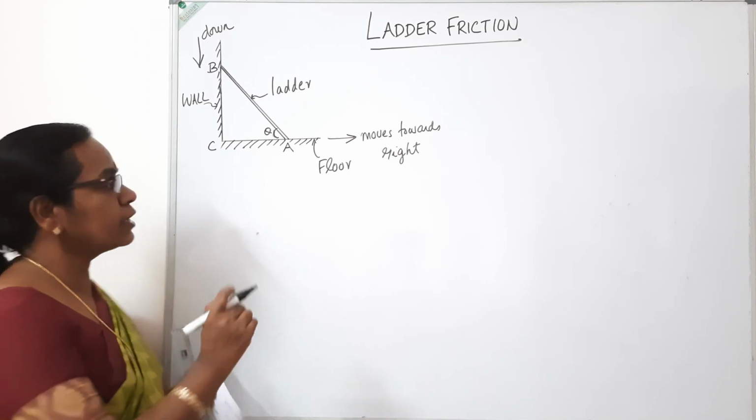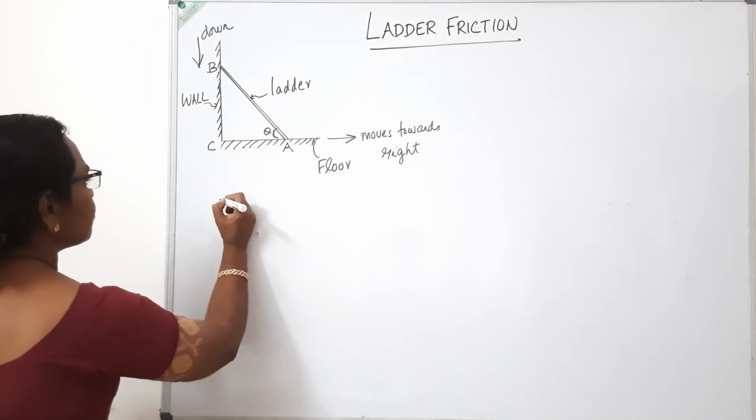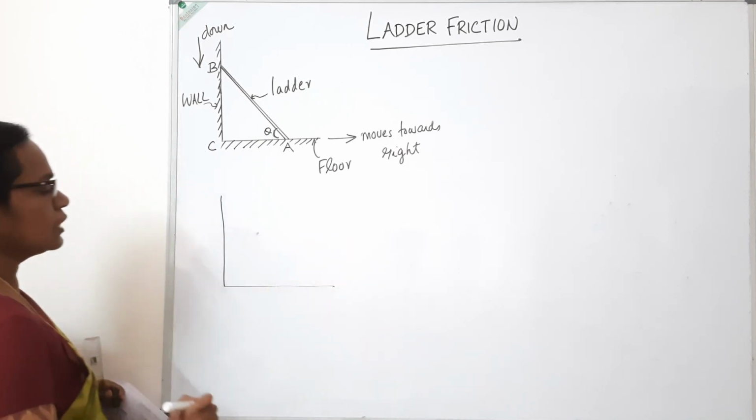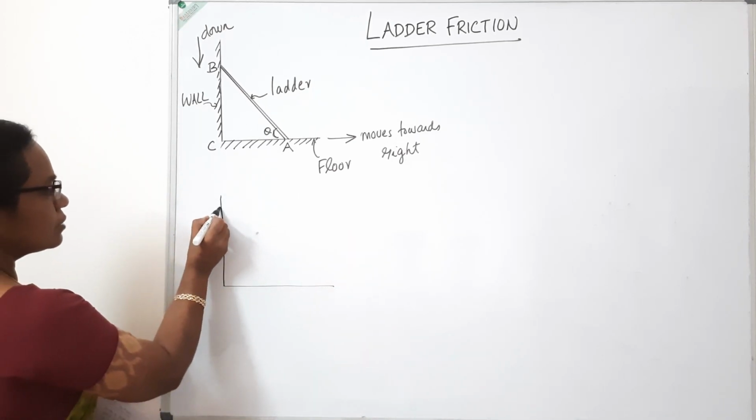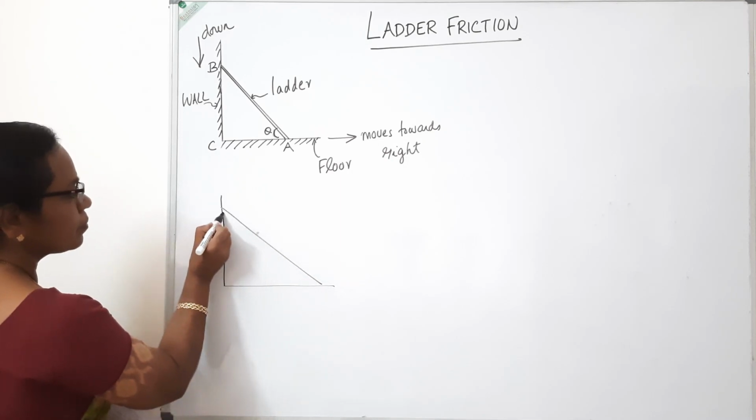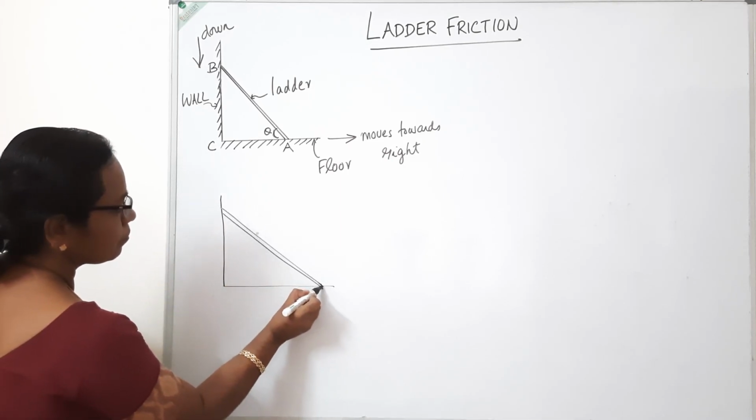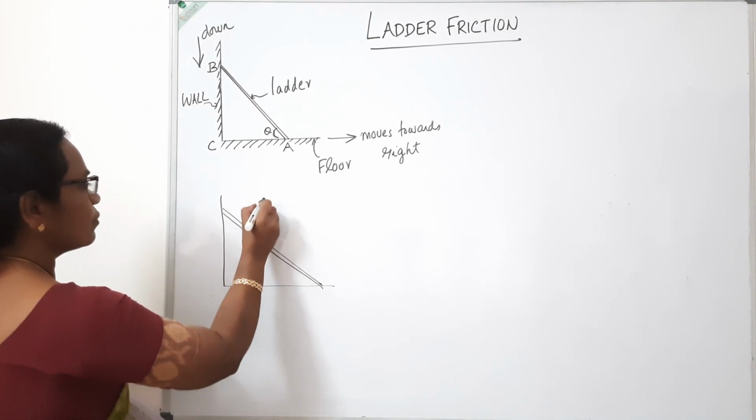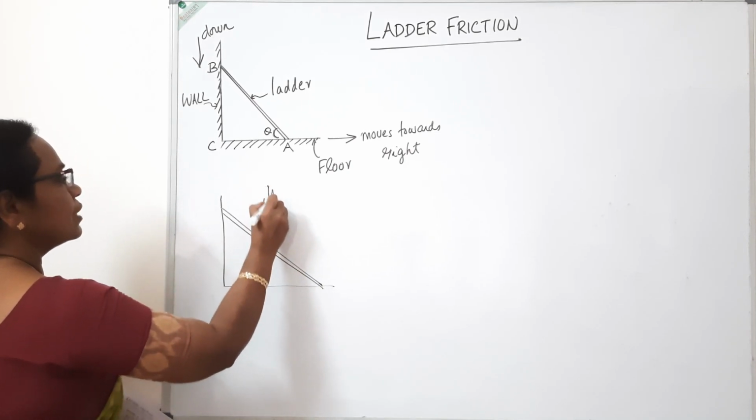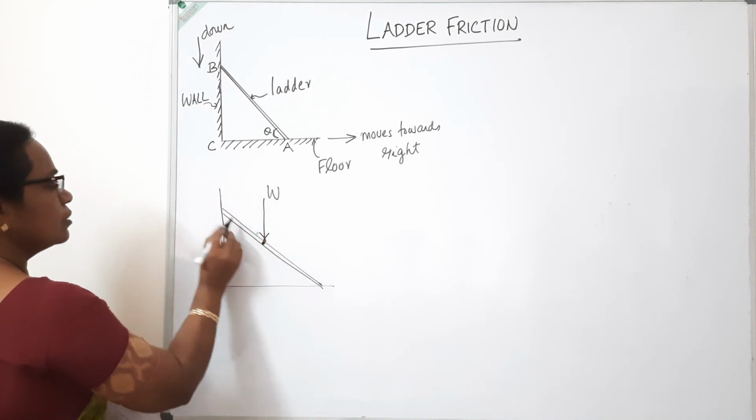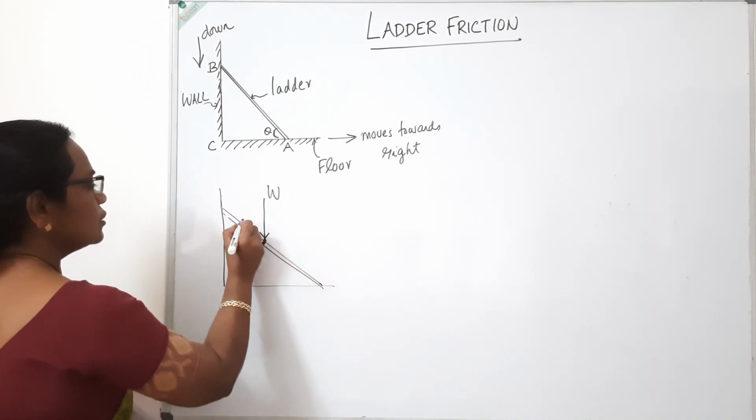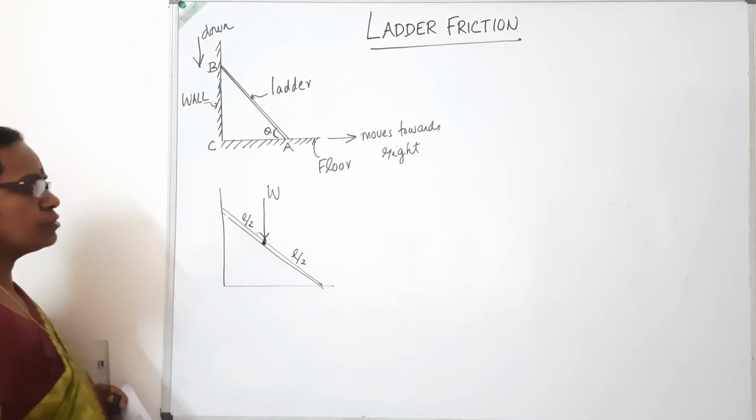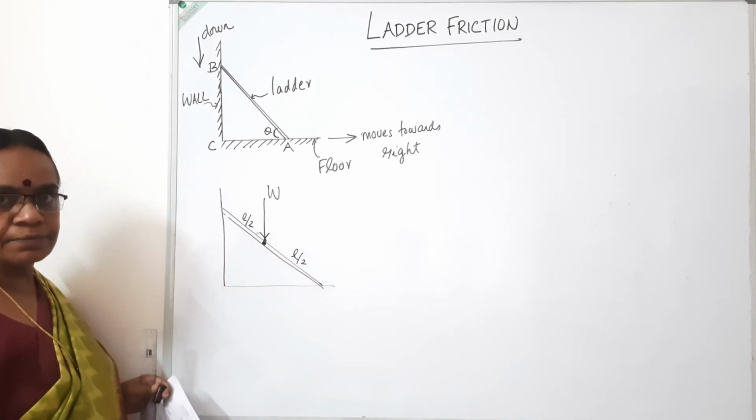Once we draw the free body diagram, what do we do? We free the ladder from all the supports. I am drawing the supports just to show this vertical and horizontal line. I am marking this ladder. So what are the forces? The self-weight of the ladder will act at its center of gravity. If its total length is L, then this length will be L by 2. So the self-weight will be acting at the midpoint of the ladder.